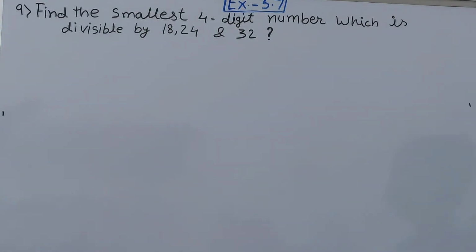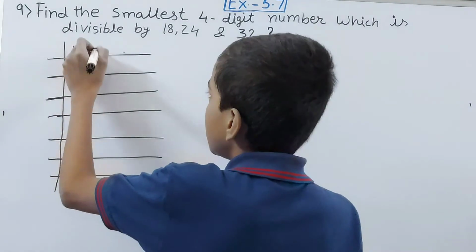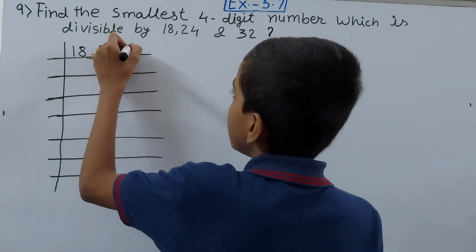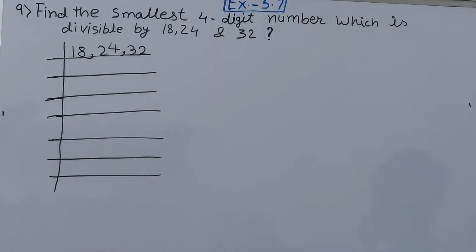So you must be remembering that in some previous questions, first we found the LCM. So here also first we need to find the LCM. So let's find the LCM. This is 18, this is 24 and this is 32. So friends, here let's look for a common divisor.